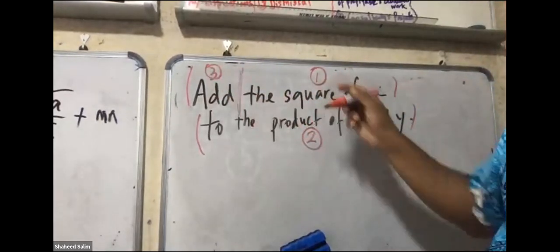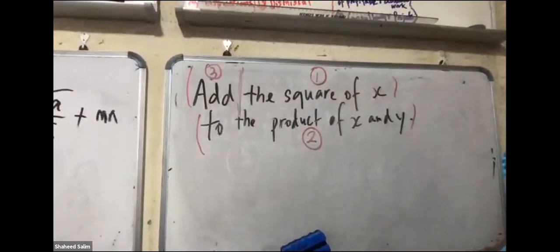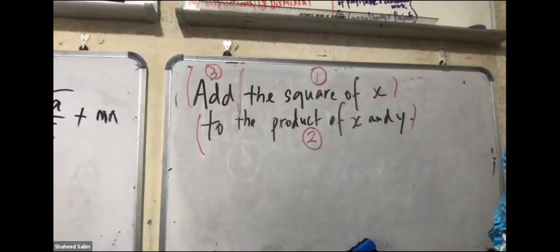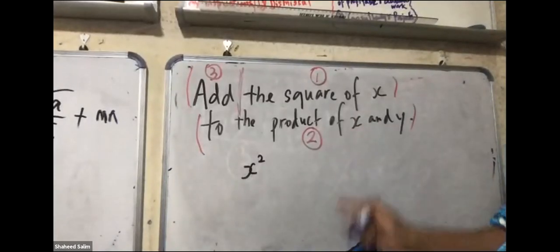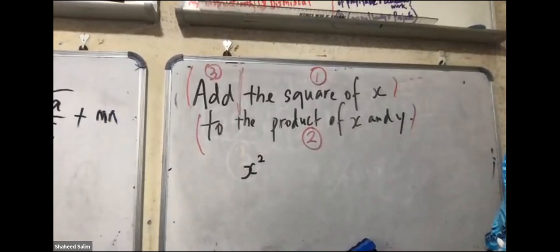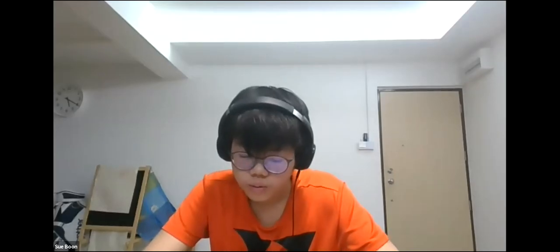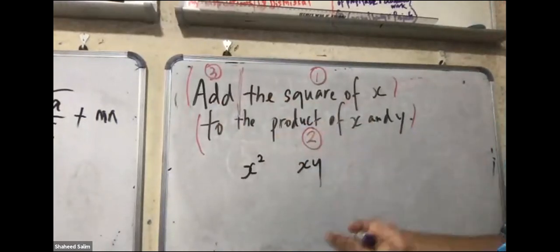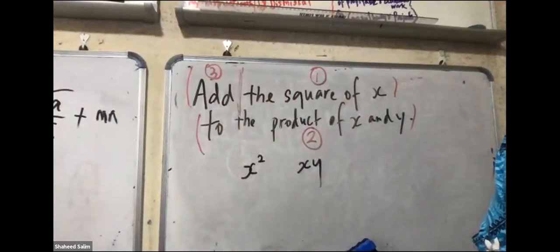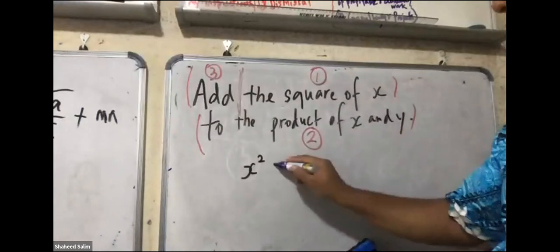So number one, what is the answer? Square of x, what is this? X squared, good. Product of x and y. XY. Good. Add the square of x to the product of x and y. What do I do? Just plus. That's it.